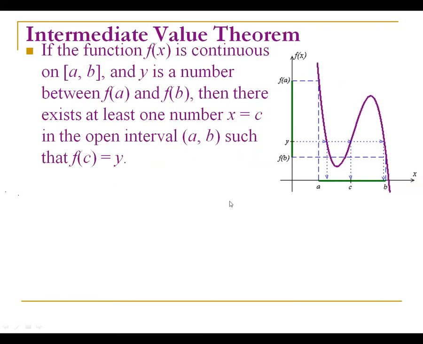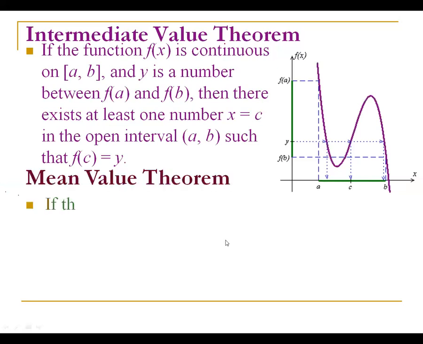Okay, so basically it says that if from a to b, the y values go from one point to another, then you can produce any of the y values in between there by selecting appropriate values in between a and b on the interval.